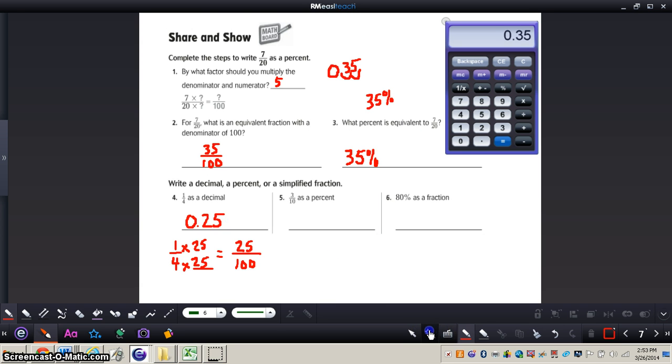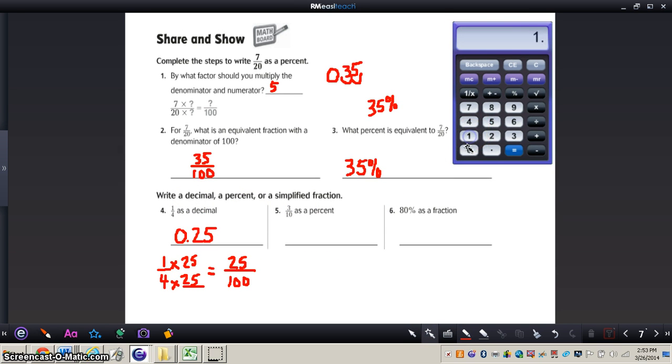Okay, another way to do this, we can just take 1 and divide that by 4, the numerator by the denominator, and that gives us the same answer as well. So either way will work completely fine.